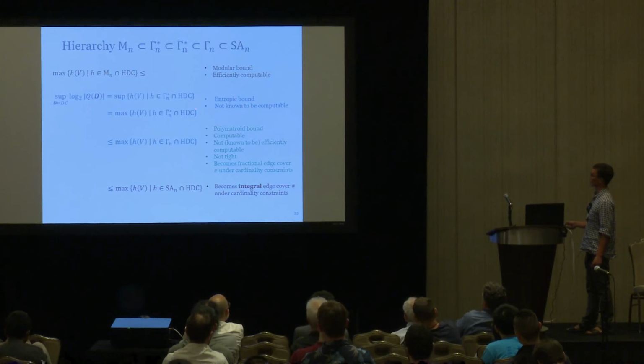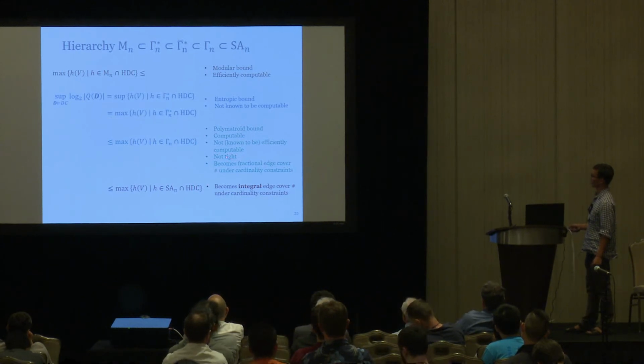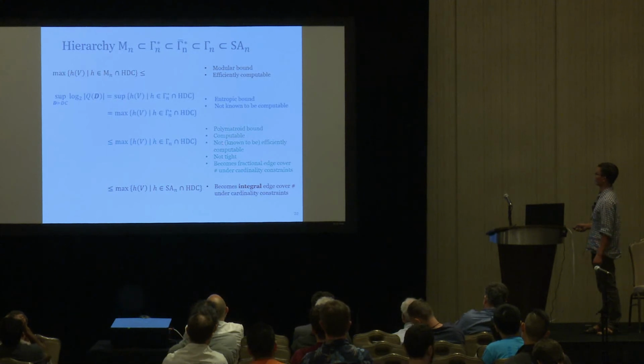If we have to relax this because we don't know how to compute this bound, then it'll become something called the polymatroid bound. It is computable, but it's not known to be efficiently computable, in the sense that it may be exponential in query complexity. Okay? And it's also not tight. It is only tight in several special cases, including the case of the AGM bound, for example, if you have heard of the AGM bound.